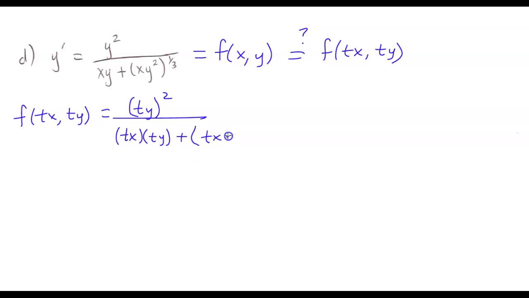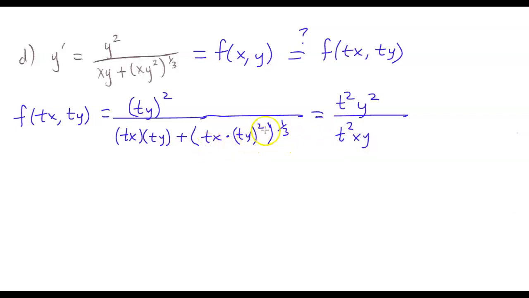So this will be tx here times ty squared, all that raised to the 1/3. Of course, here this is t squared y squared over t squared xy in the first term. In this second term, let me do everything on the inside first. So this will be t squared y squared here. So this will be tx plus t squared y squared, and all that raised to the 1/3.